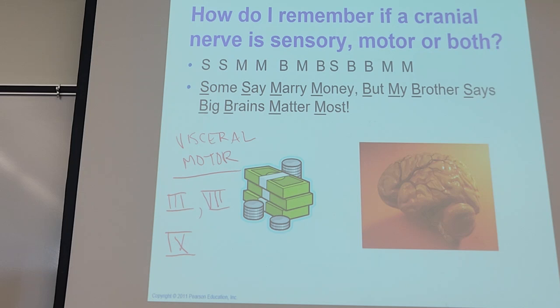What's 9? Glossopharyngeal. And 10 is? Vagus. So 3, 7, 9, and 10. Those are the cranial nerves that have visceral motor responsibilities. That's all I want you to know about visceral motor responsibilities. We're not going to go into the exact things that they're responsible for. So 3, 7, 9, and 10.